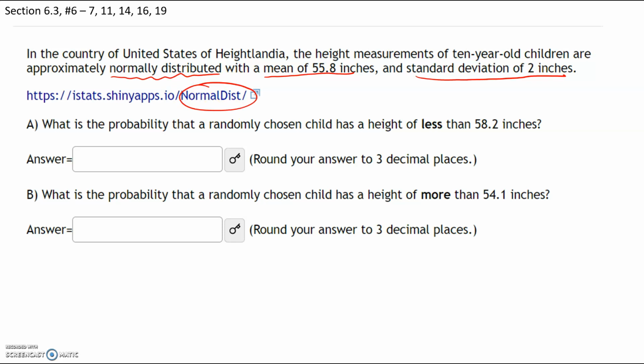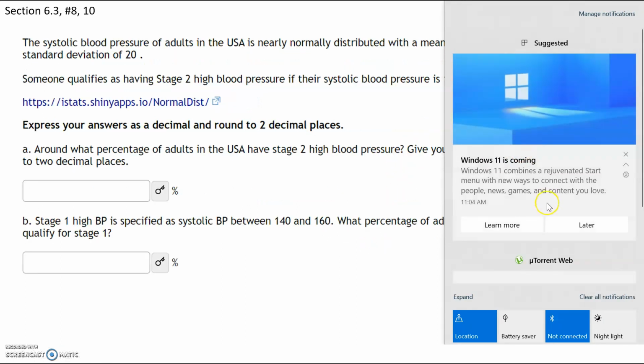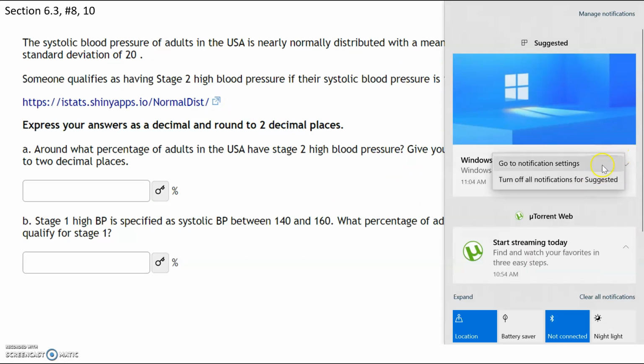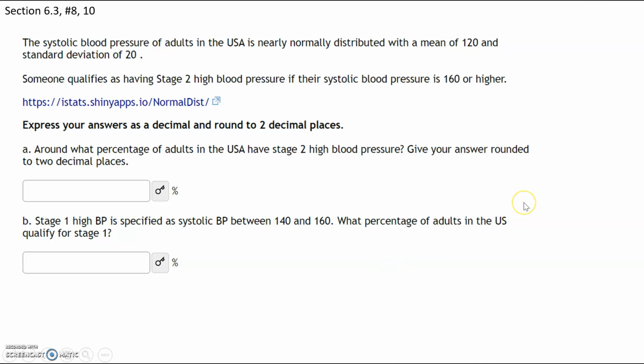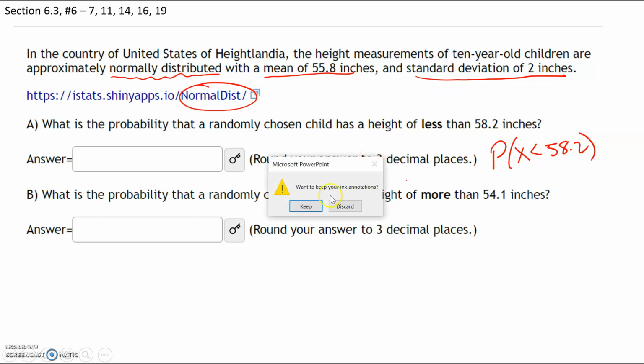Part A says, what is the probability that a randomly chosen child has a height of less than 58.2 inches? Given that the mean is 55.8 with a standard deviation of 2, we want to find out what percentage of kids are less than 58.2 inches tall. We want to know the probability that x is less than 58.2 given a mean of 55.8 and a standard deviation of 2. So let's go ahead and plug this in.